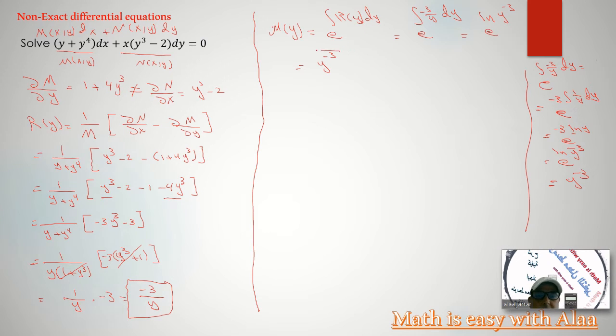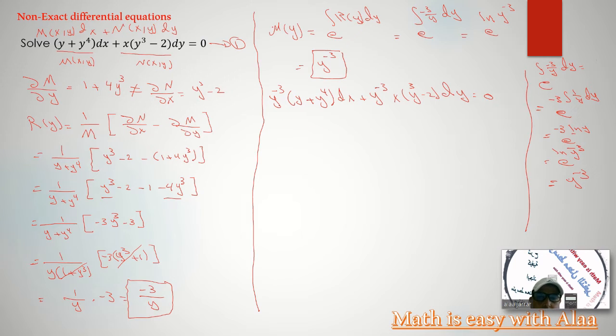And this is the integrating factor. Now we will take equation 1 and multiply all the terms by y to the power negative 3. It will be y^(-3) times (y + y^4) dx, and y^(-3) multiplied by (x y^3 - 2) dy equals 0.